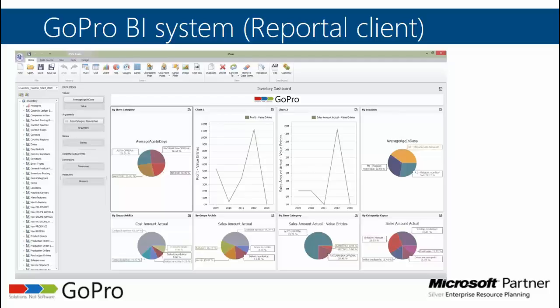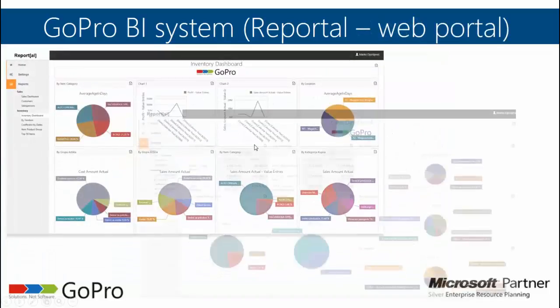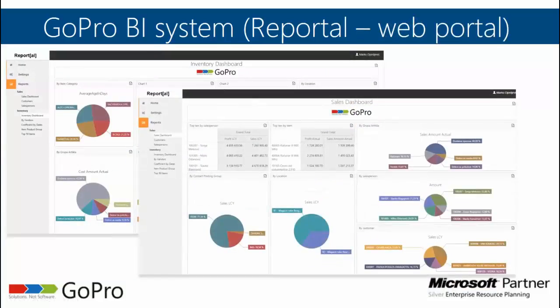We can create reports through a Windows Form application that looks like this. When we have finished creating dashboards and reports, we can create a path in the web application Reportal that looks like this. After logging on to the system, users can see a set of reports and dashboards that are connected to their role. Then they can analyze dashboards and do pivoting.